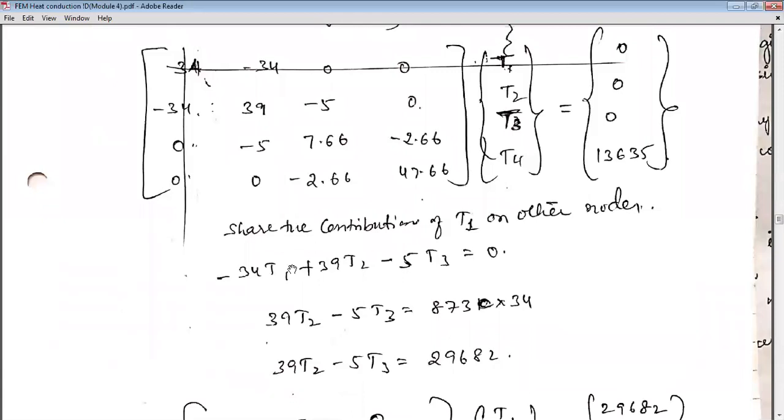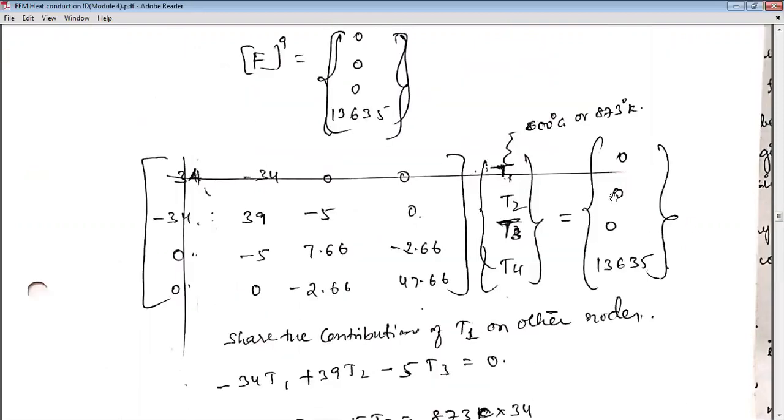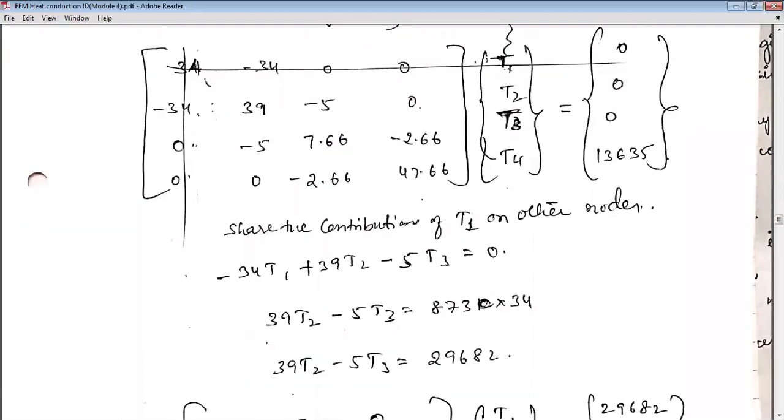Minus 34 T1 plus 39 T2 minus 5 T3 equals 0. So 39 T2 minus 5 T3 is equal to, this goes to the other side. This becomes 34 into 873. You know, T1 is specified as 873. So this will become 29682. Simplify using your calculator.